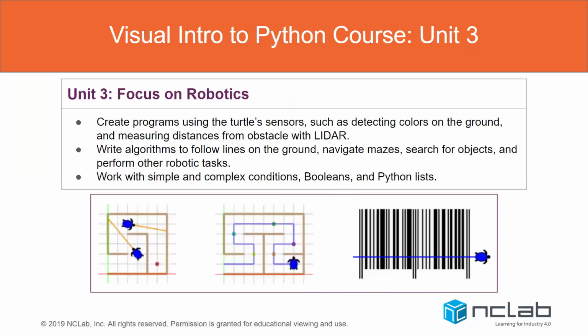And you're writing algorithms to follow lines on the ground. This is what robots do in factories. Navigate mazes, search for objects. These are all robotic tasks. And this is really where we dig into complex conditions and really understanding how Booleans work as values and variables and expressions.